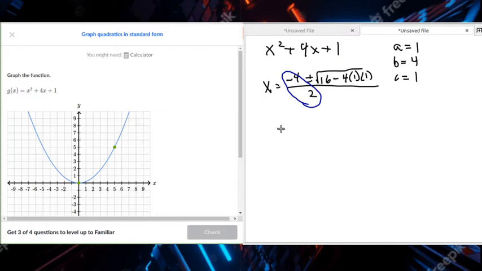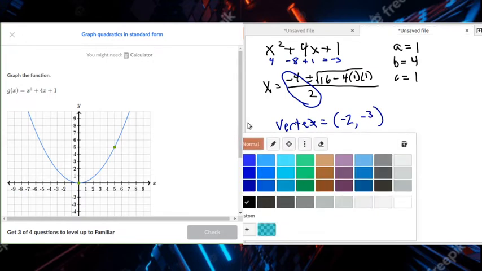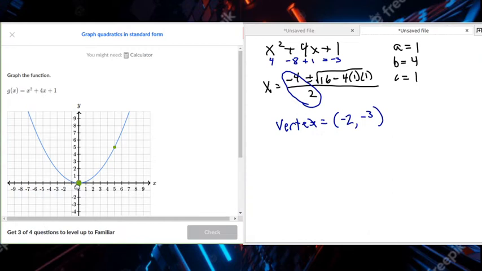So our vertex is going to be at x equals negative 2, and then I need to substitute back into here to find the y value. Negative 8 plus 1 is equal to negative 3. So there's our vertex. I can find my vertex right here. It's (negative 2, negative 3).